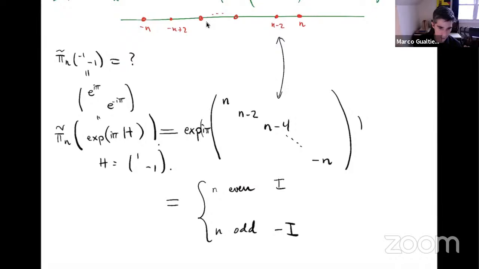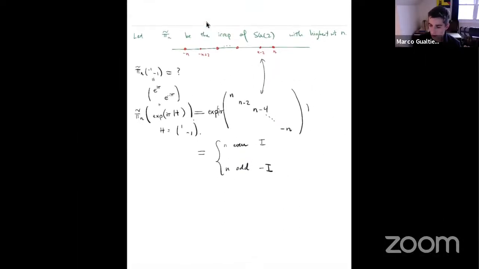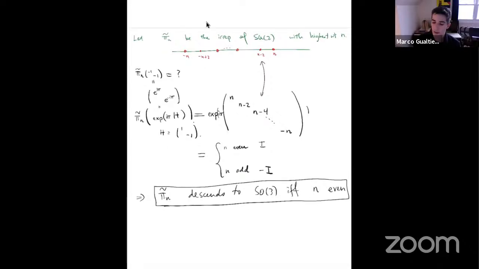Right, 2, 0, 2, so if it's even. Okay, very good. So this means that pi n tilde descends to SO3 if and only if n is even.